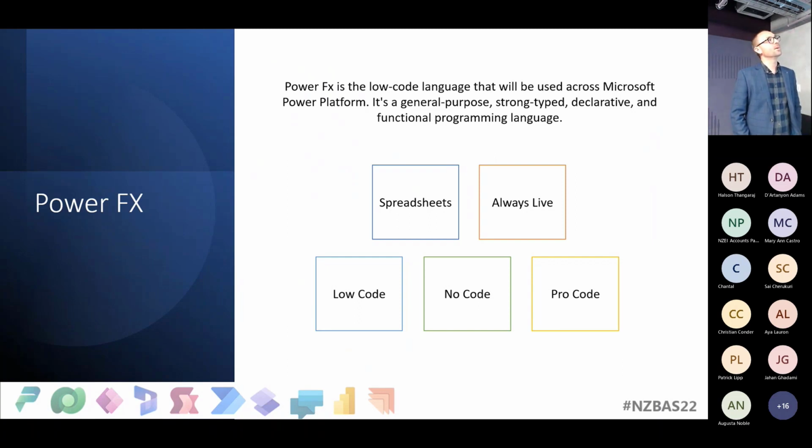So Power Fx itself is like this glue that's taken it together, and this is actually taken from the Power Fx site. They're talking about general purpose, so that means it's a full-blown programming language. It's strongly typed, meaning you have specific keywords, and you don't have random variables lying around. It's based on actual data structures and models. But it's also declarative and functional.